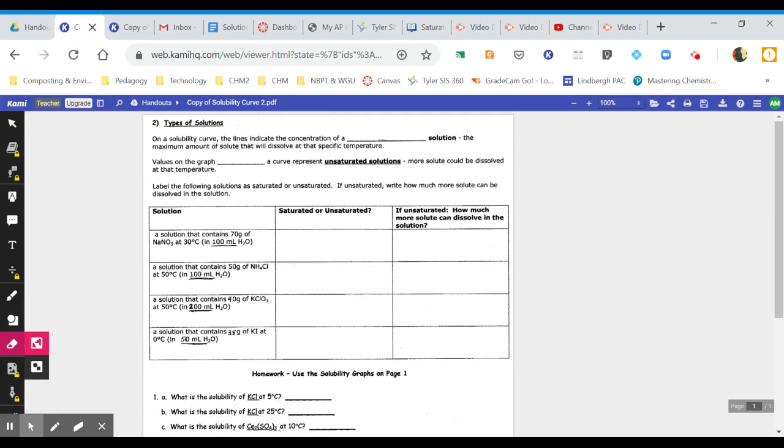If you look on the back side of the page, there are these 4 questions in a table. And I'm going to go through how to answer these questions because they're a little bit different. The first thing that you'll notice is that it says a solution contains 70 grams of sodium nitrate in 30 degrees Celsius in 100 milliliters of water. So the interesting thing about water is that its density is 1 gram per milliliter. So 100 milliliters is 100 grams.